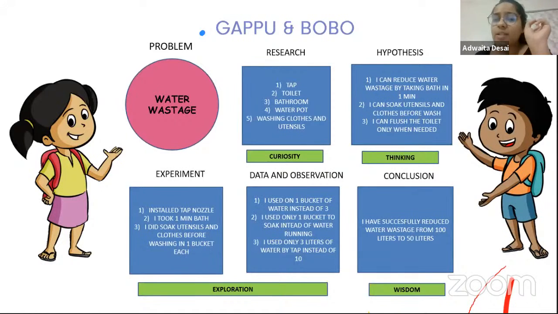Second was I can soak utensils and clothes before washing.